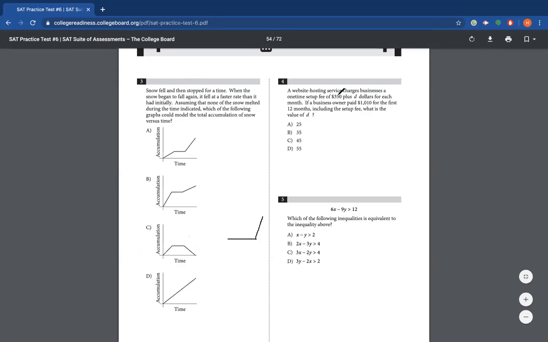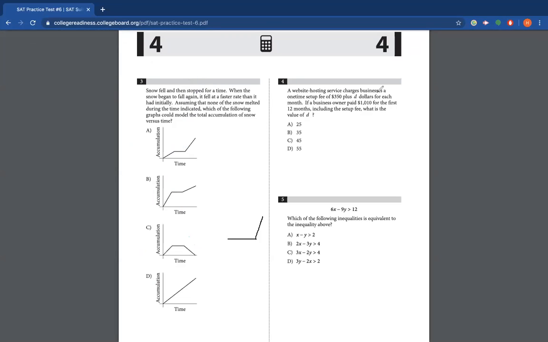A website hosting service charges businesses a one-time setup fee of $350 plus $D for each month. If a business owner paid $1,010 for the first 12 months, what is the value of D?